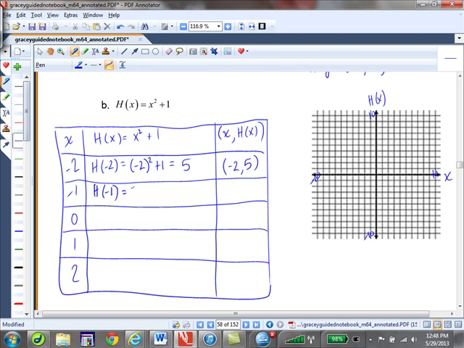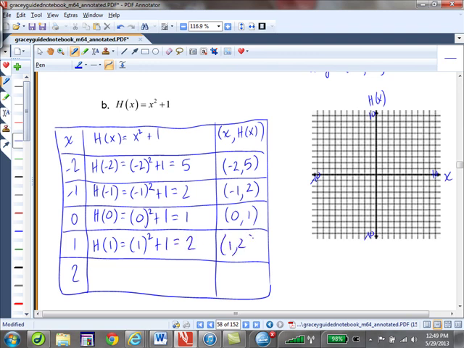H at -1 will be (-1) squared, which is 1. Add 1 to that, I get 2. h at 0 will be 0 squared, which is 0. Add 1, we get 1. H at 1, we can see by symmetry, or you can plug it in, that we'll get 2. And h at 2 will bring us to 5 again.